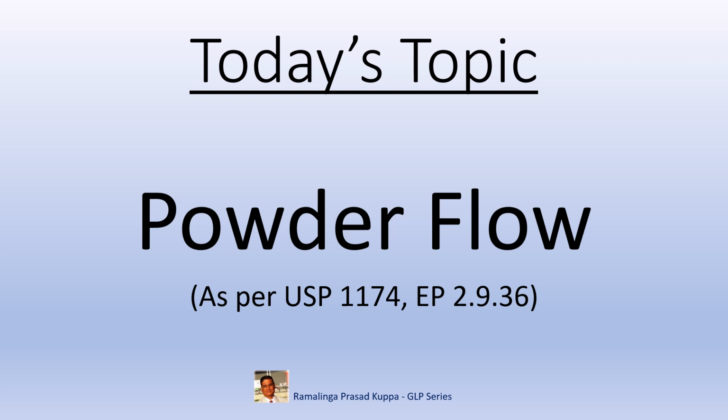Today's topic is powder flow as per USP chapter 1174 and EP 2.9.36. Powder characteristics are very important to ensure uniform flowability of the granules. Uniform flowability is required to get consistent dosage forms across the batch. In this video, we will look into common analytical methods to establish these characteristics.